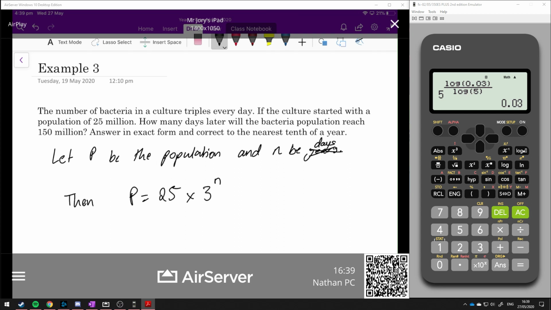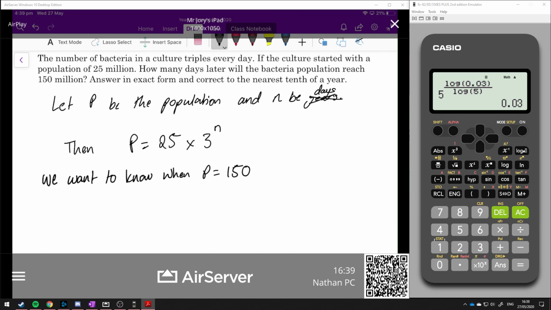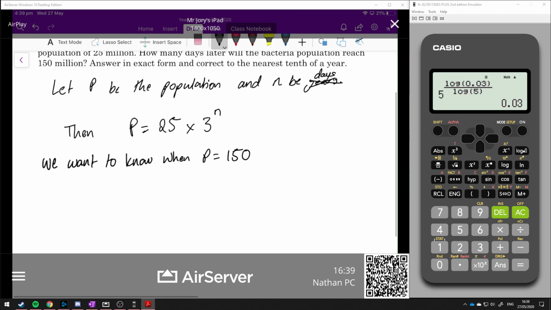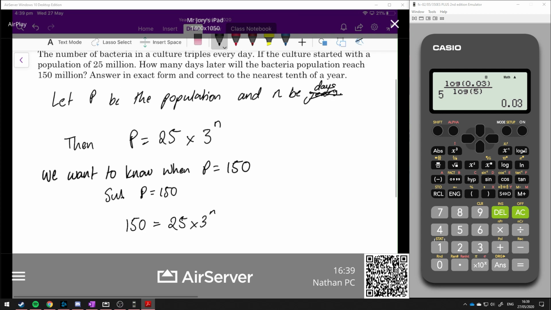Okay. So what we're going to do first off is, well, we want to know when the population reaches 150 million. So we want to know when P is equal to 150 million, or just 150 in this case, okay? Because a million will just come on the end anyway. So we sub P equals 150 into this. So we get 150 is equal to 25 times 3 to the power of n, okay?